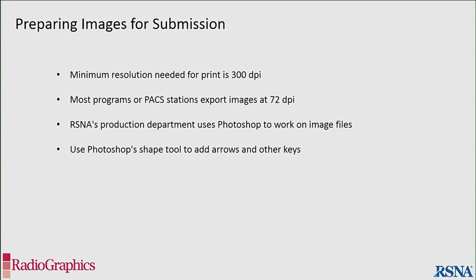And if you're going to add arrows or keys or lettering or anything else to your images, use the shape tool in Photoshop and do not flatten those images. So keep them up there, so if you happen to put a black arrow on a darker gray area, we can improve the contrast of that and make sure that you get the best looking images that we can give you.